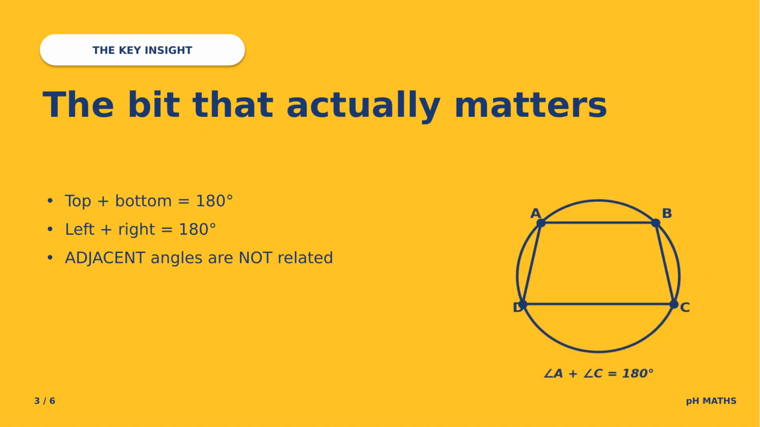Key insight: the opposite angles add to 180. Top vertex plus bottom vertex equals 180. Left vertex plus right vertex equals 180. 2 opposite pairs, 2 180 sums. The adjacent angles are not related by this rule, only the opposite ones.